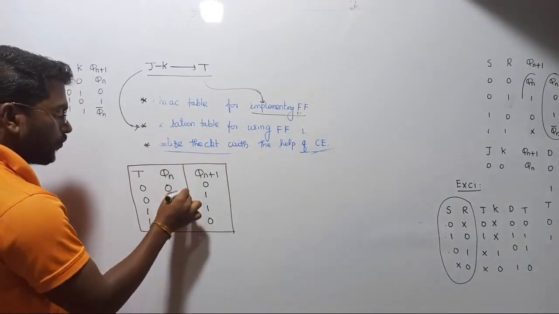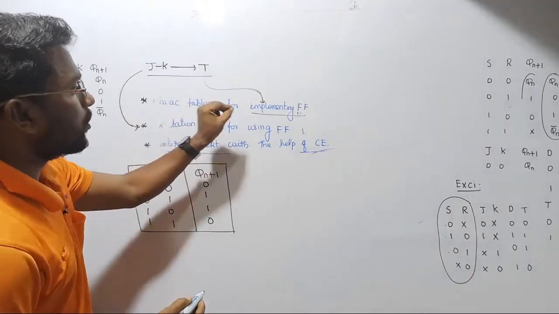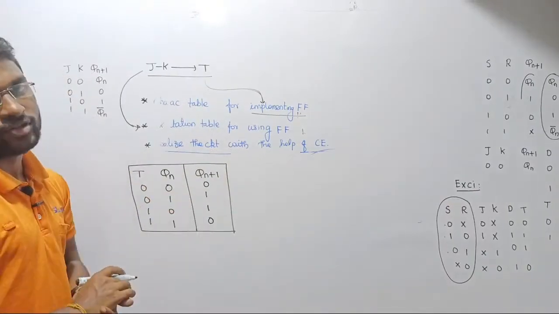So first step, we have to write the characteristic table for the flip-flop that we are going to implement. Of course, it's over.